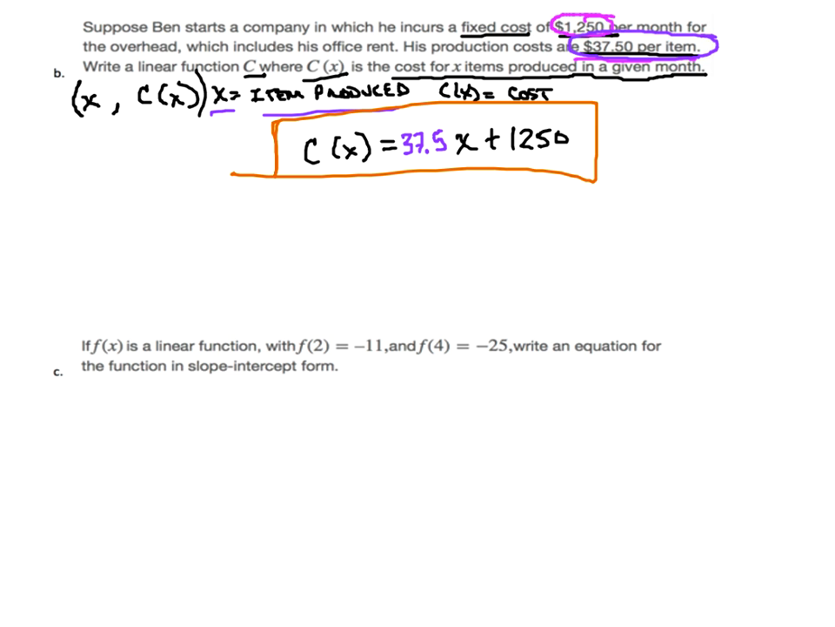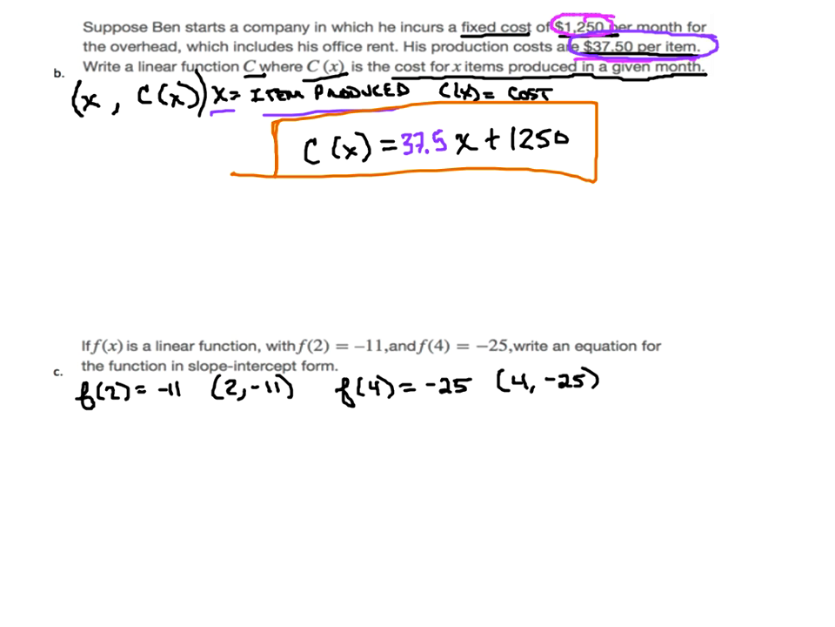All right, looking down at the bottom, same type of question, different way of giving the material. So if f of x is a linear function, f of 2 equals negative 11 is the same exact thing as saying the point (2, negative 11) exists on the function. And f of 4 is equal to negative 25. That's like saying the point (4, negative 25) lives on the function. Write an equation for the function in slope-intercept form.